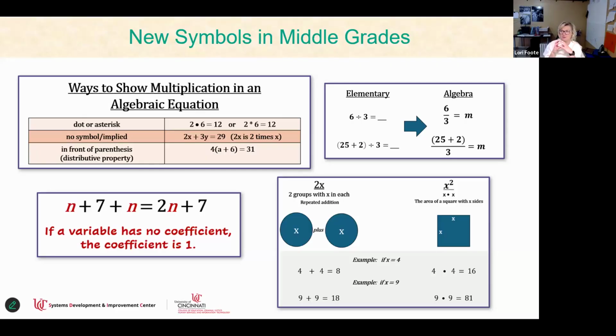A lot of times we talk about coefficients like we see there with 2n. We talk about the 2 or the 3 or the 4 that comes before the n, but we don't talk about the invisible 1 that is in front of every other letter that's just by itself. If a variable doesn't have any number in front of it, that means there's just one n. So n plus 7 plus n really means I've got one n plus I've got another n, or two n's.